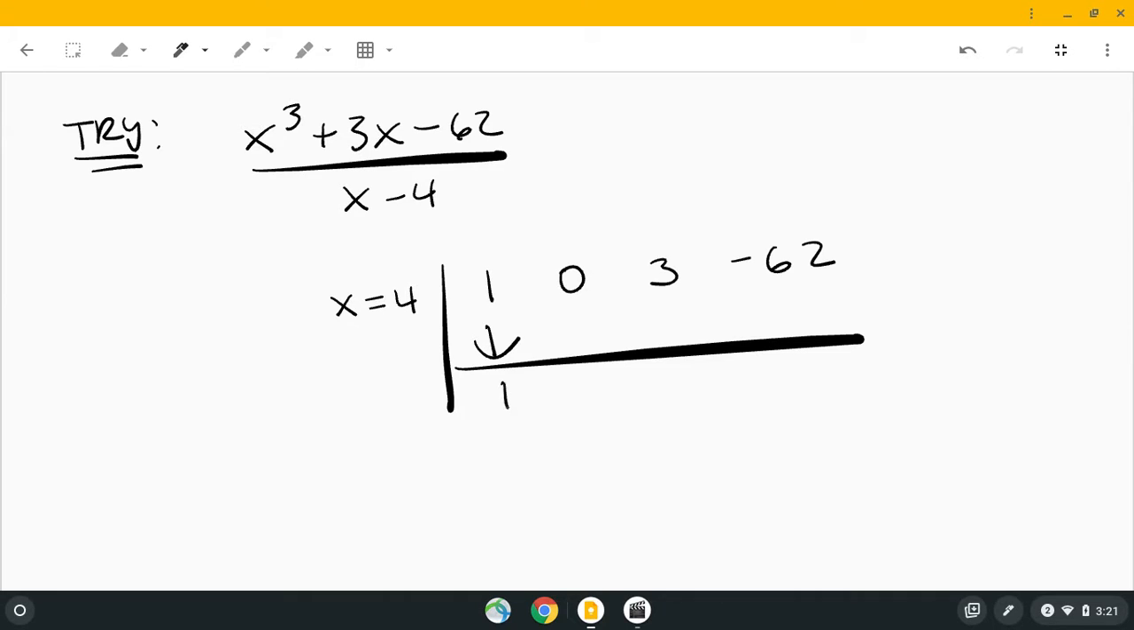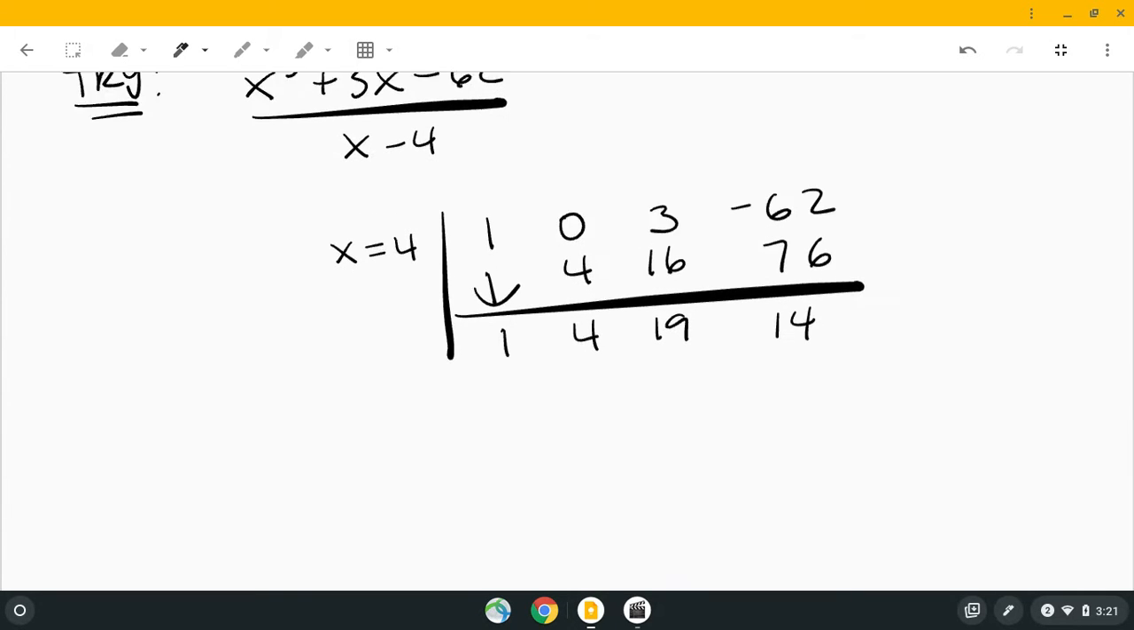So bring down the 1. 1 times 4 is 4. Add these together. And then 4 times 4 is 16. Add these together. Now I need a calculator. So 4 times 19, 76. And then when you add these together, you should end up with 14.